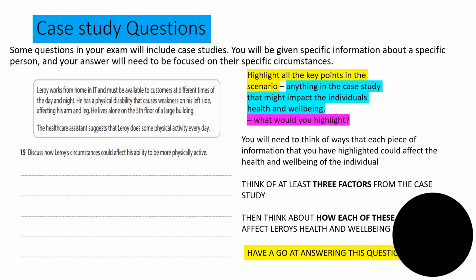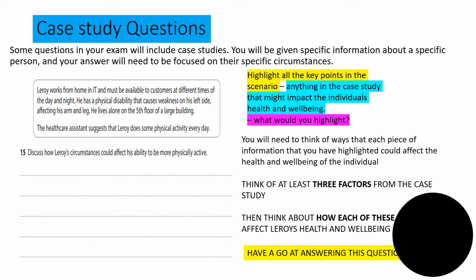As we continue through the exam, we will come across case study questions. You will be given specific information about an individual person, and your answer will need to be focused on their specific circumstances. For example, with the sample assessment material that Pearson provided, we have Leroy here, who works from home in IT, must be available to customers at different times of the day and night. He has a physical disability that causes weakness on his left side, affecting his arm and leg. He lives alone on the 5th floor of a large building.